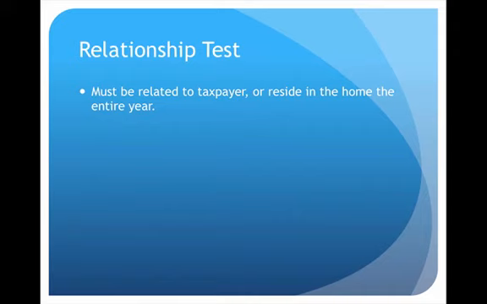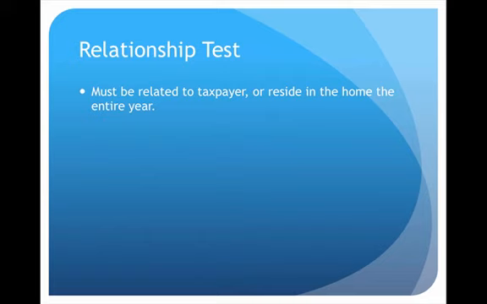Now notice that this relationship test is different. And that does lead to a certain amount of confusion. The relationship test for qualifying relative is actually different from the relationship test for qualifying child. And under this relationship test, they either must be related or reside in the home for the entire year. So in other words, it could be related. It could be an aunt, an uncle, a grandparent, a cousin. Or it could even be a total stranger, as long as they lived in the home the entire year.